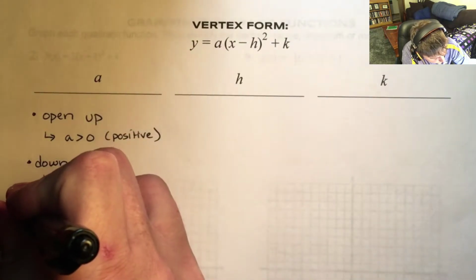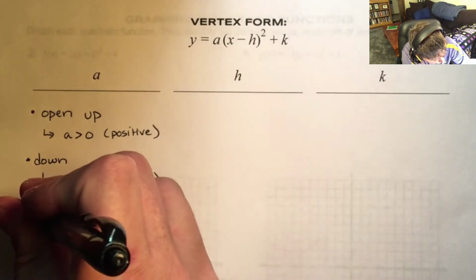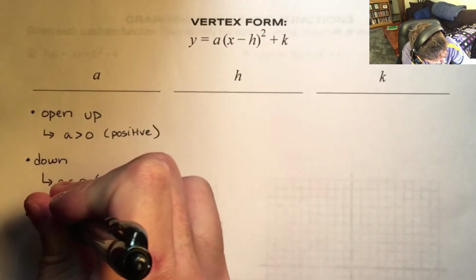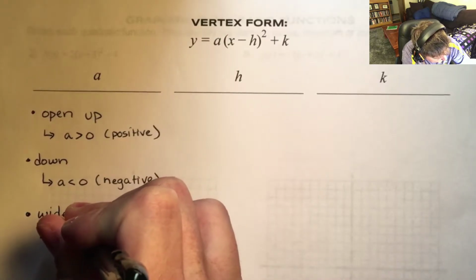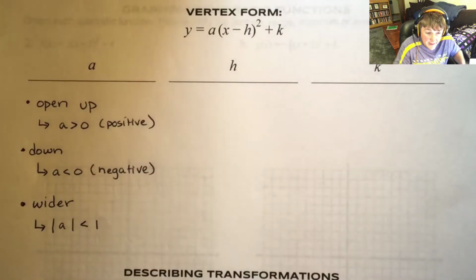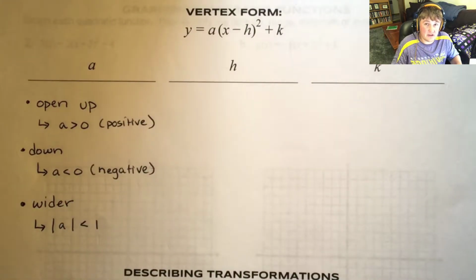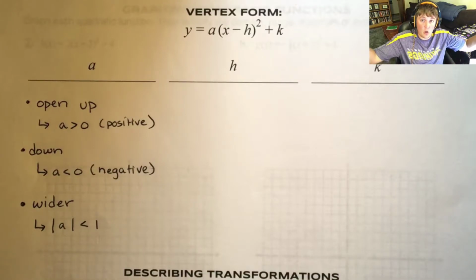Okay, so the next thing is we will be able to tell whether it is wider or narrower. We can tell it's wider if the absolute value of a is less than 1. So you don't have to look at positive or negative, you just look at that number, its absolute value, its distance from 0, and say, well, if that number's close to 0 or less than 1, it is going to be wider. It's going to slow its growth. It's going to make it wider out.